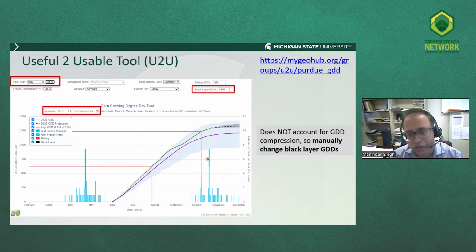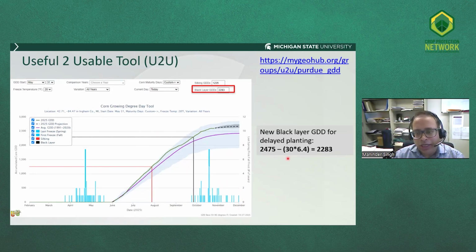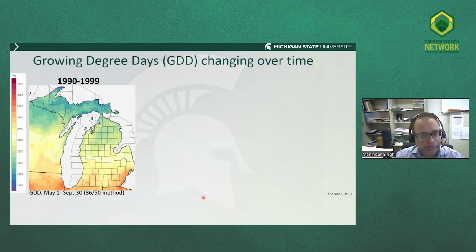One caveat here is this tool does not account for that growing degree day decompression, the speeding up phenomenon, but one can manually change these numbers. As an example here, I used that 6.4 average. 30 is the number of days after the May 1 delay. So I come up with this new number, 2283, and I punch that number in. And now the tool is giving me black layer occurring at the end of September compared to mid-October. So that's quite meaningful, and I can use this in terms of planning what sort of maturities I need to be picking based on when I'm able to plant a couple of my fields.